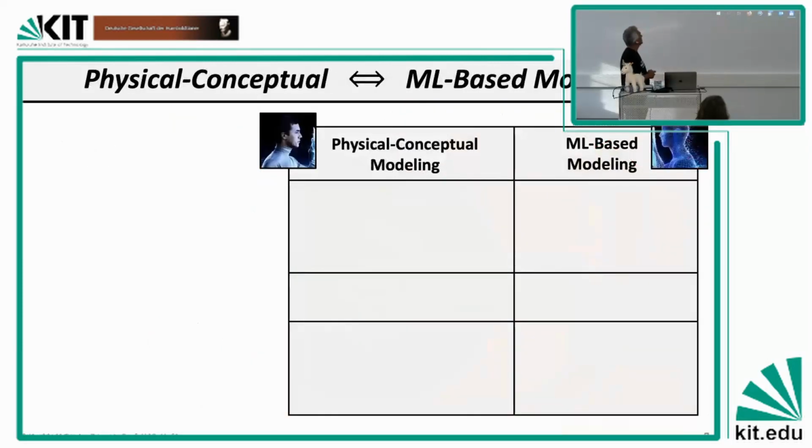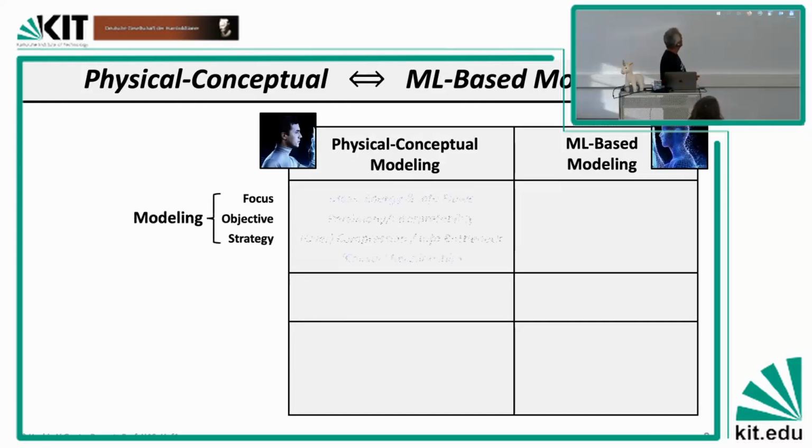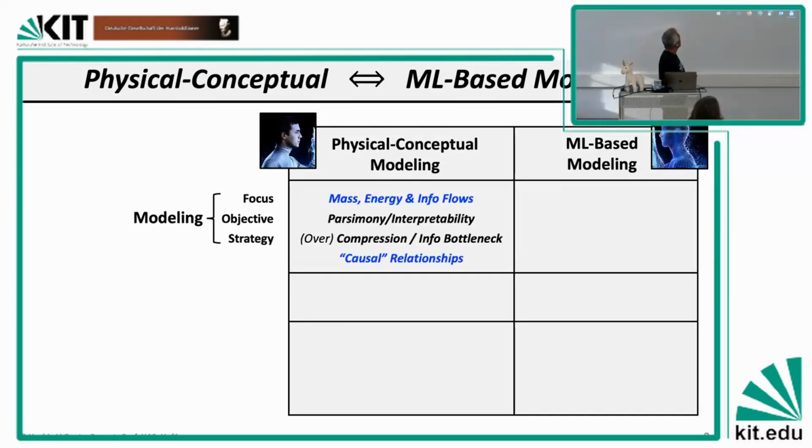So let's take a look at the similarities and differences. On the left, I've got this physical conceptual modeling approach, what scientists have been doing since before we had computers. And then on the right there, I'll say the properties of the modern machine learning based approach. So let's talk about the focus, objective, and strategy.